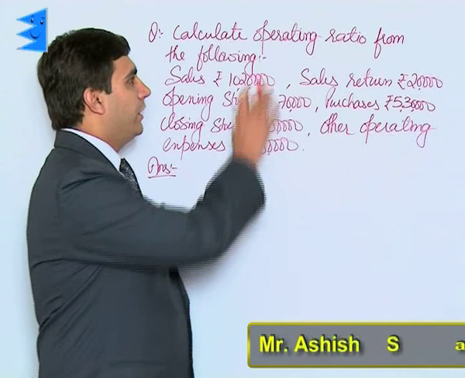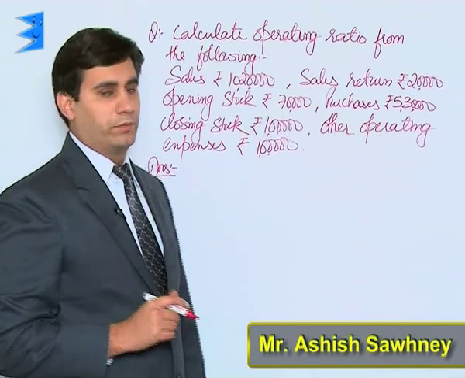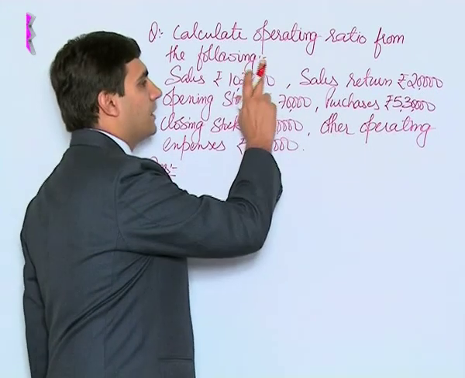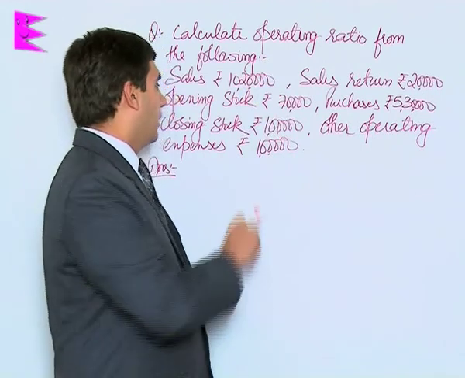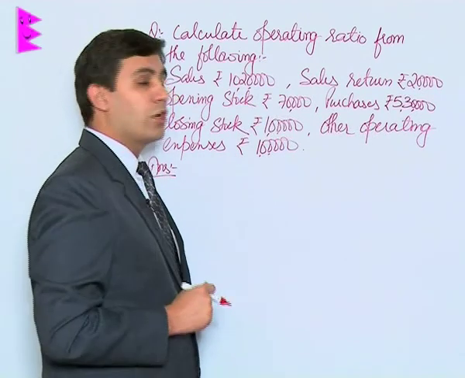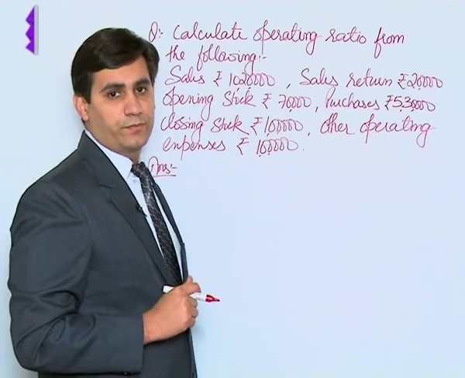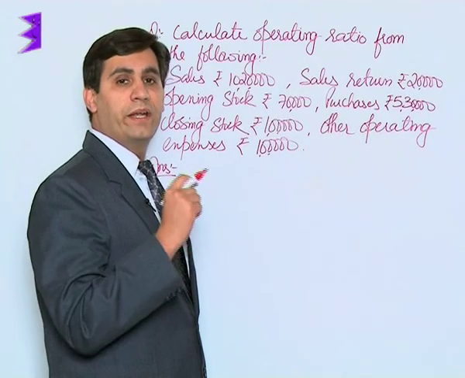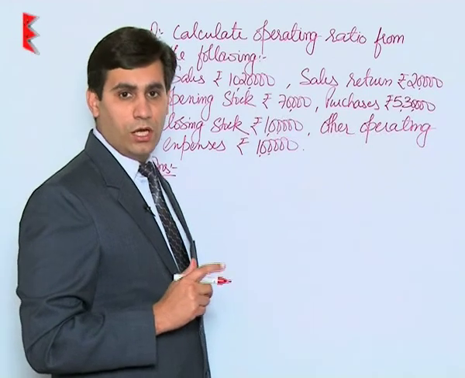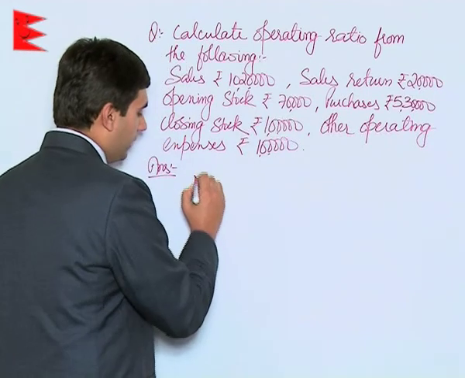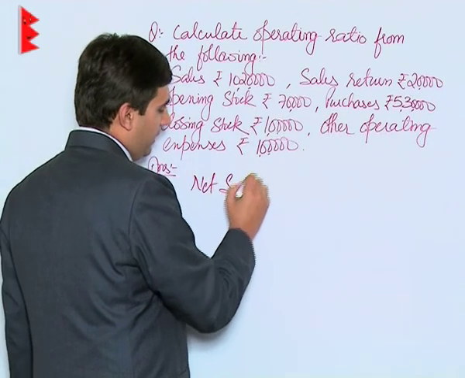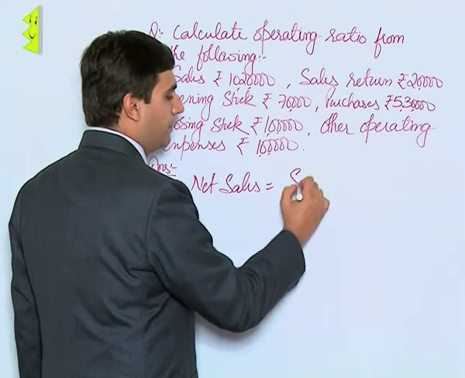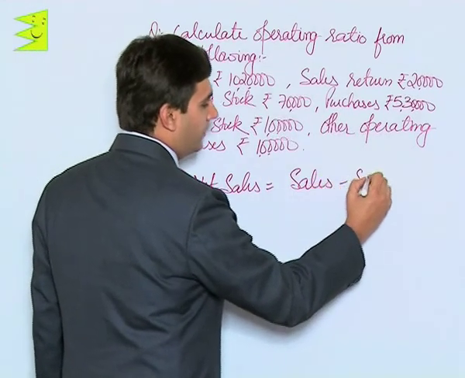We are required to calculate operating ratio from the following information. The information includes sales and sales return, opening stock, purchases, closing stock and other operating expenses. Now students, we know that operating ratio is equal to operating expenses upon net sales into 100. So the first component, that is net sales, can be calculated by subtracting sales return from sales.